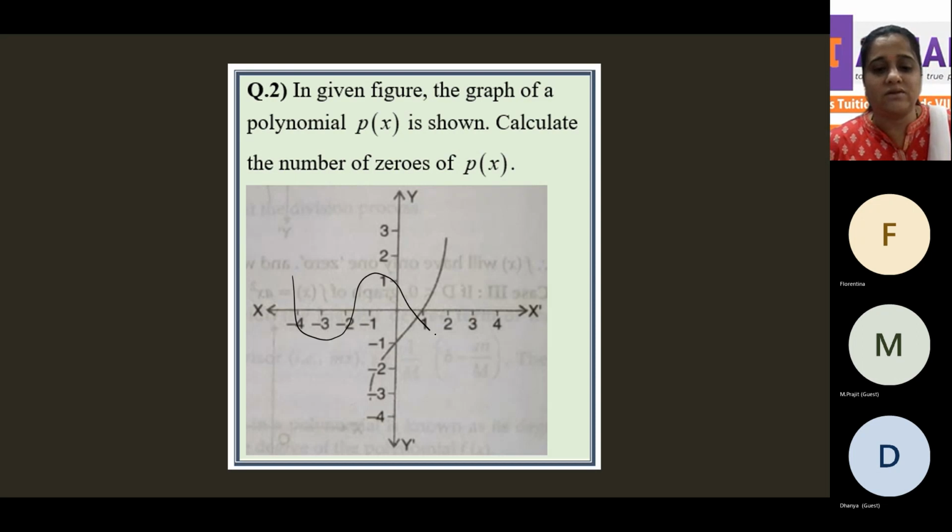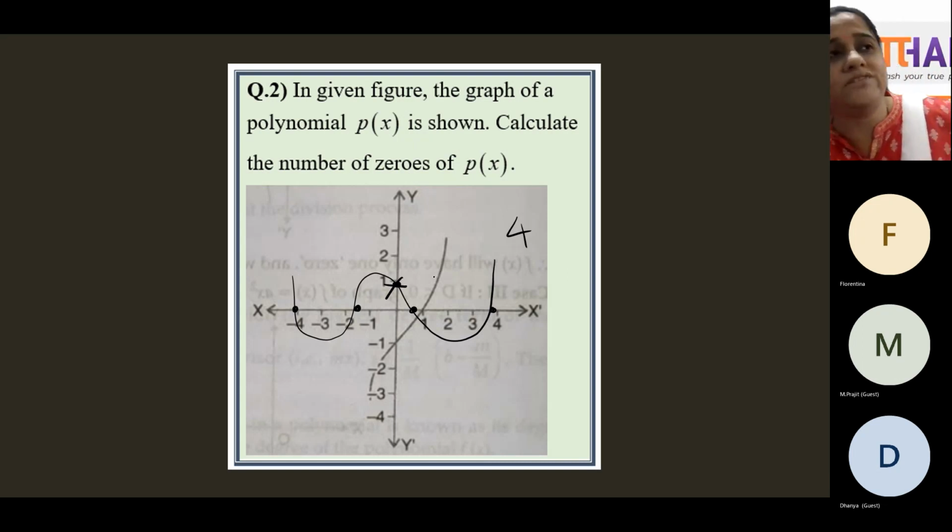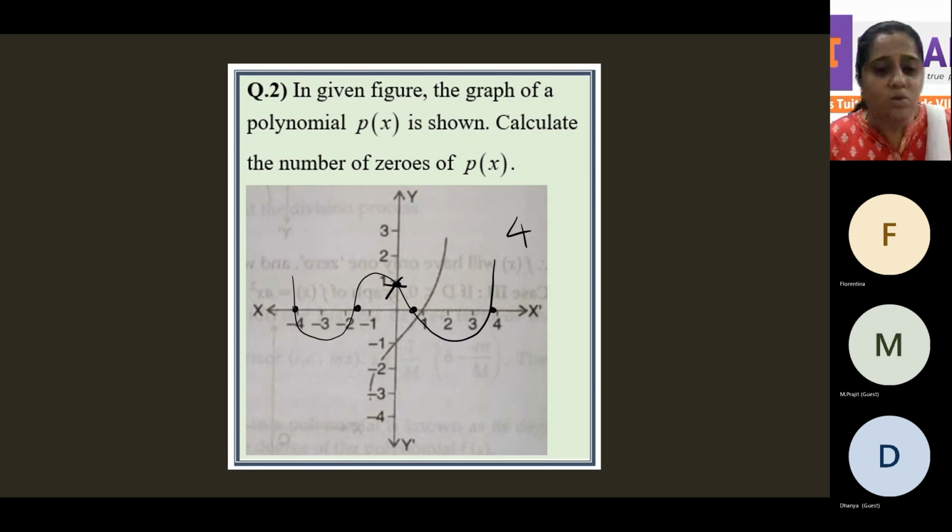Now supposing we have a graph like this. This graph intersects the x-axis here: 1, 2, 3, 4. So the polynomial represented in this graph has 4 zeros. Now it intersects the y-axis here. Ignore that. Ignore where it intersects the y-axis. Count the number of points where it intersects the x-axis only. So 1, 2, 3, 4. So the number of zeros is equal to 4.